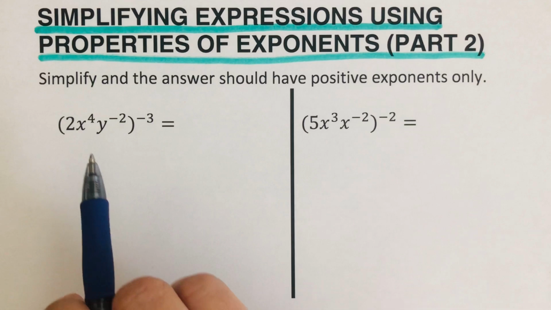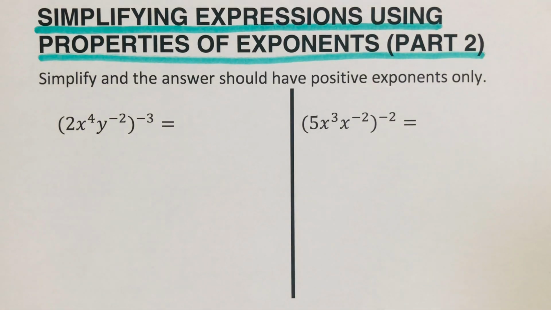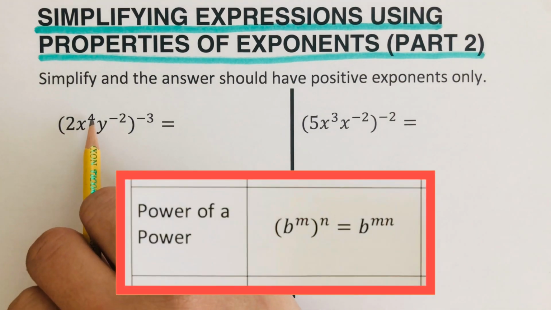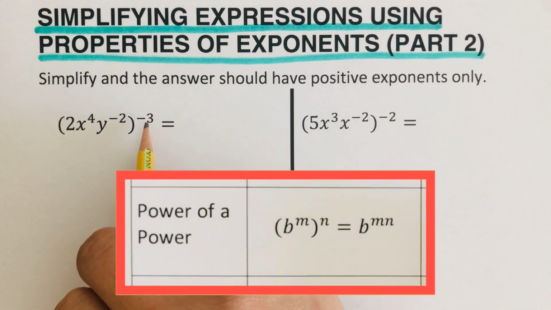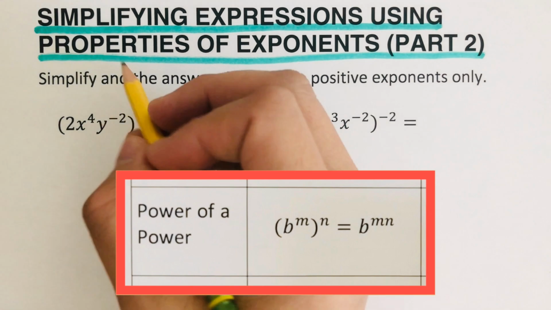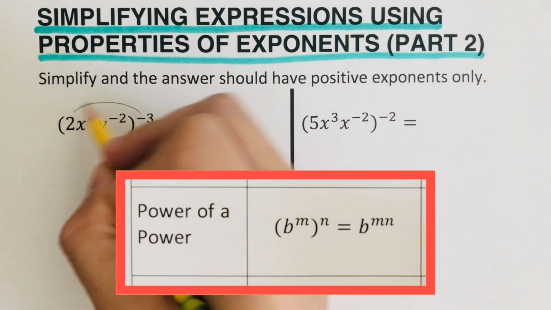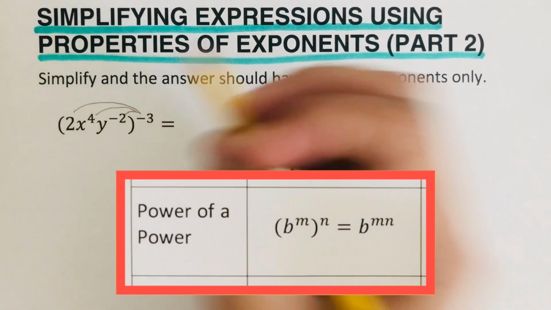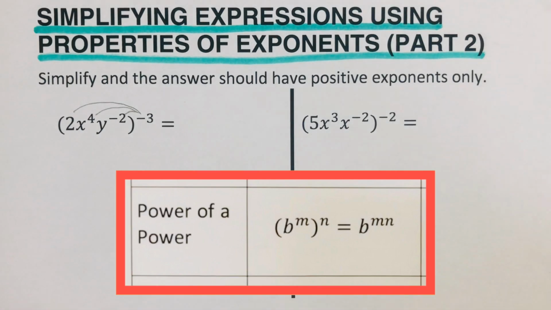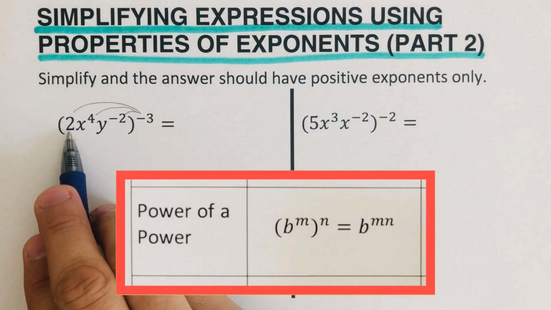So let's take this first example right here. Please remember that this example would make use of the power of a power property, because we have some powers inside the parentheses and there's another power outside of it. So this -3 is actually for all of them that's inside the parentheses. So that's the power of a power property. So then we can go ahead and simplify this.